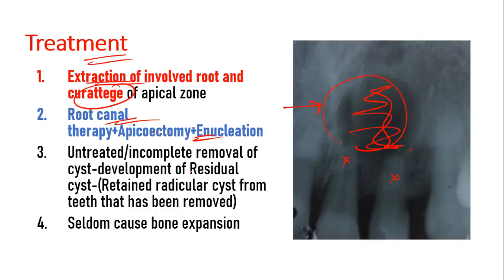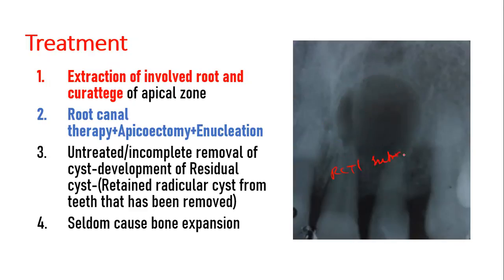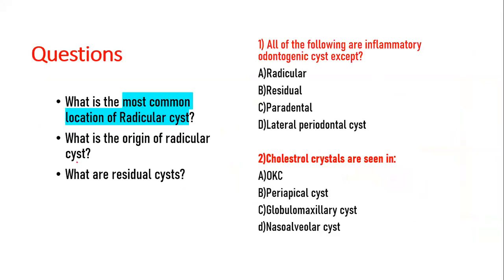Now, if you leave the cyst behind, okay, now I've done the entire procedure, I've done RCT or extraction, but I've left the cyst behind. That would be your residual cyst, which is a retained radicular cyst, right?